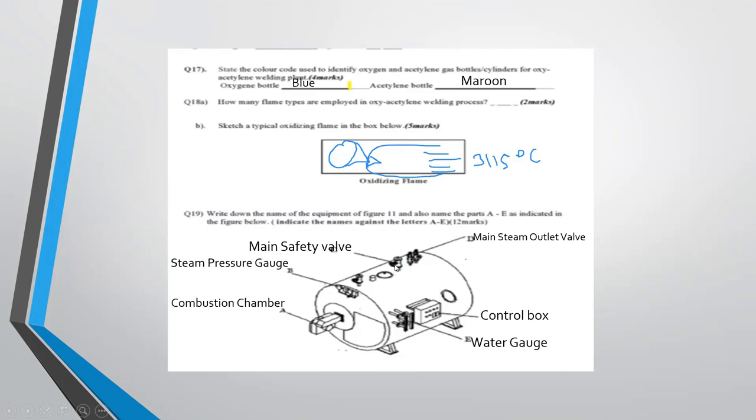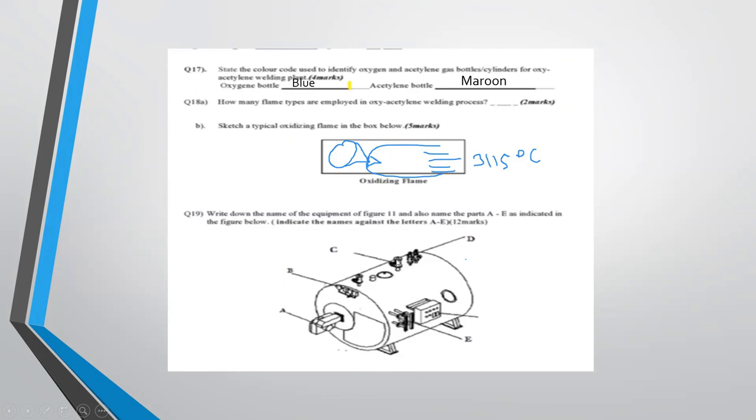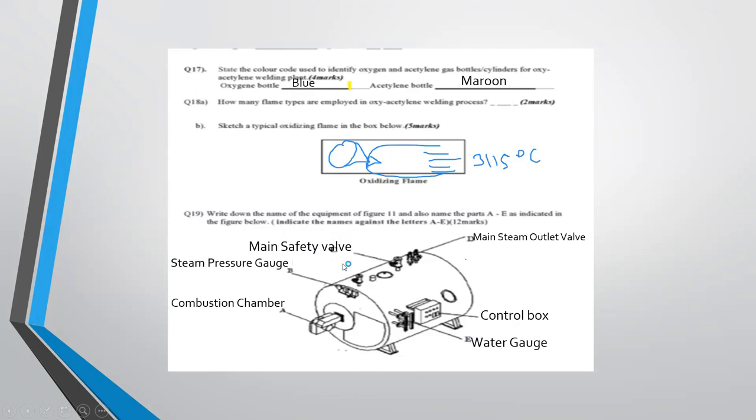So let's go to the main safety valve. We are hearing main safety valve, so it performs a safety function. Whenever the steam inside the steam boiler reaches its steam pressure limit, you see, it has a pressure gauge. So whenever this pressure gauge reaches its limit, or the pressure generated in the steam boiler is very high, you have to open the main steam outlet valve for this accumulated pressure to leave. But if you don't do that, and the pressure is still accumulated inside the machine, and it is too much for it, this main safety valve will open automatically.